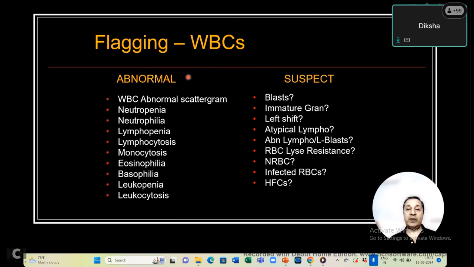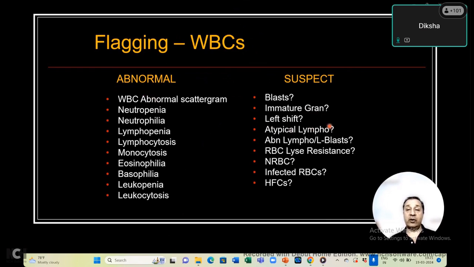Coming to WBC flagging, you might have abnormal flagging regarding WBCs. For example, you might have a scattergram which is not falling into a classical normal kind of pattern. You might have definitive flags like neutropenia or neutrophilia, lymphopenia, lymphocytosis, etc. Likewise for other cells. And then you will have a possibility of picking up the suspect flagging, which I already mentioned, about the other cells as well.